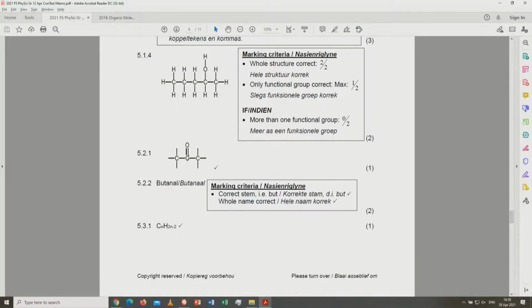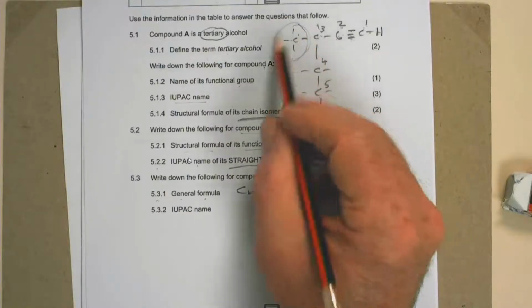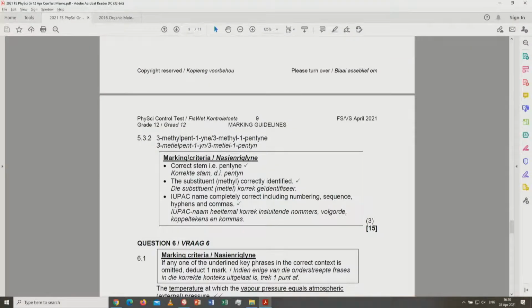So therefore, there's your answer. It's 3-methyl pentyne, there it is, and remember, your triple bond sits between carbons 1 and 2, and you take the lowest number.